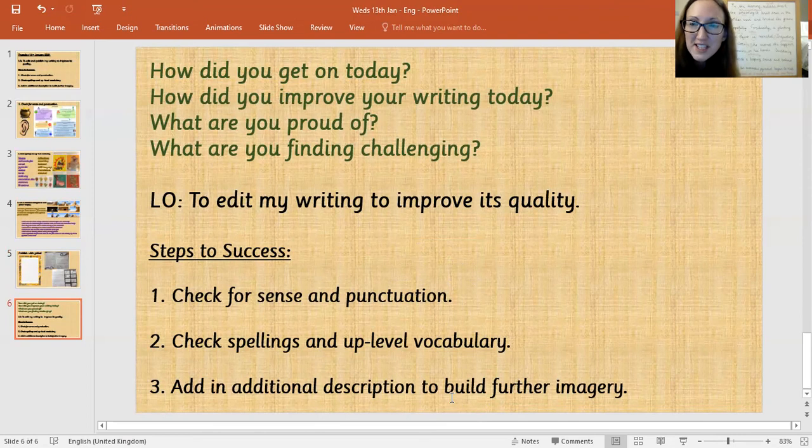And is there anything that you're finding challenging? If there is, when we share our work tomorrow, why not share your reflection of how you found it, so that I've got a really good idea of what you might find challenging and I can help you the next time we come to our writing process. So have a little think, big pat on the back, really well done.